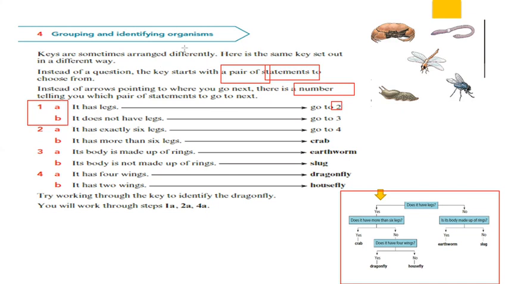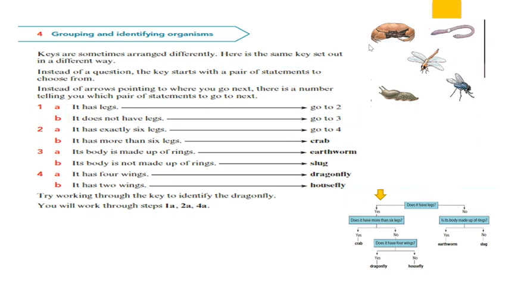Now, I want to find earthworm. Here it states earthworm. Or I can say I want to find the name of this organism right here on the top. So I want to identify this organism. But I'm not going to use this strategy anymore. I'm done. I know it. I am going to use another strategy, and that is a pair of statements followed by numbers. Let's start.